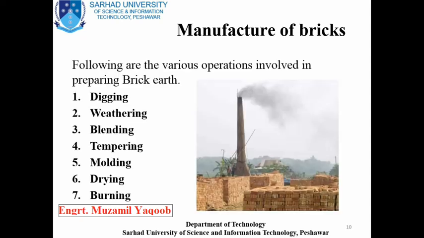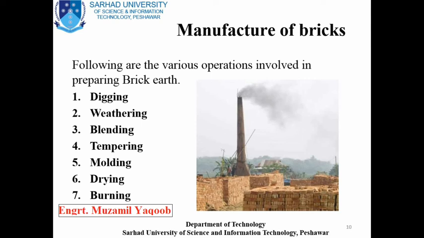Now moving on to the next topic, which is manufacturing of bricks. In this part of our lecture we are going to discuss the manufacturing process of brick in detail. Basically, seven steps or operations are involved in the preparation of bricks. The first one is digging, which refers to excavation. Then comes weathering, which means breaking down. The third step is blending, which is the action of mixing.